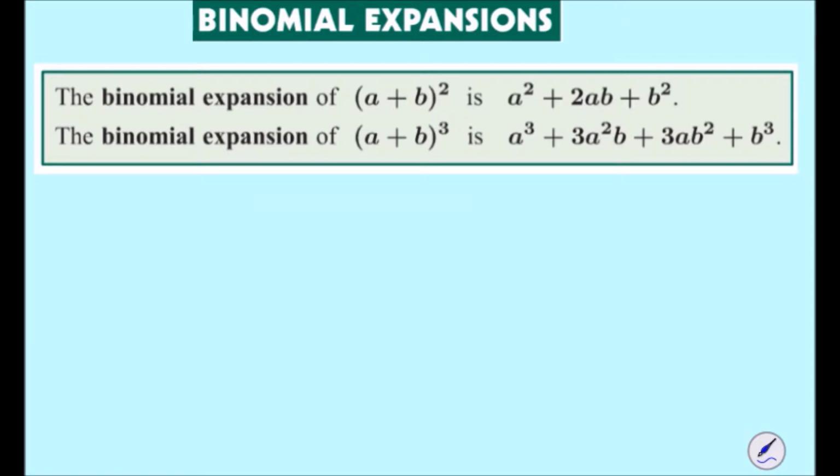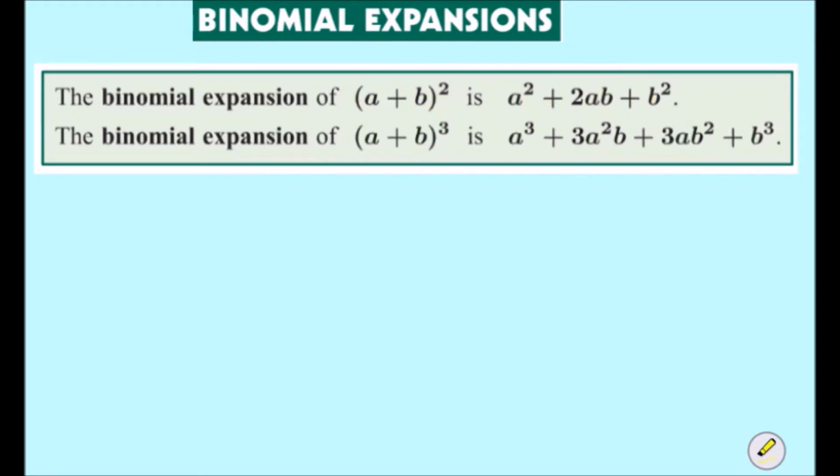Now if we look at those two expansions, (a plus b) squared and (a plus b) cubed, there is a pattern to it. For (a plus b) squared here, the first term has a squared, the next term has a power 1, and the third term is a power 0. For the (a plus b) cubed expansion, we see a cubed, a squared, a power 1, and a power 0. So each term begins with an a at the maximum power and then reduces by 1 each time till we end up with power 0.